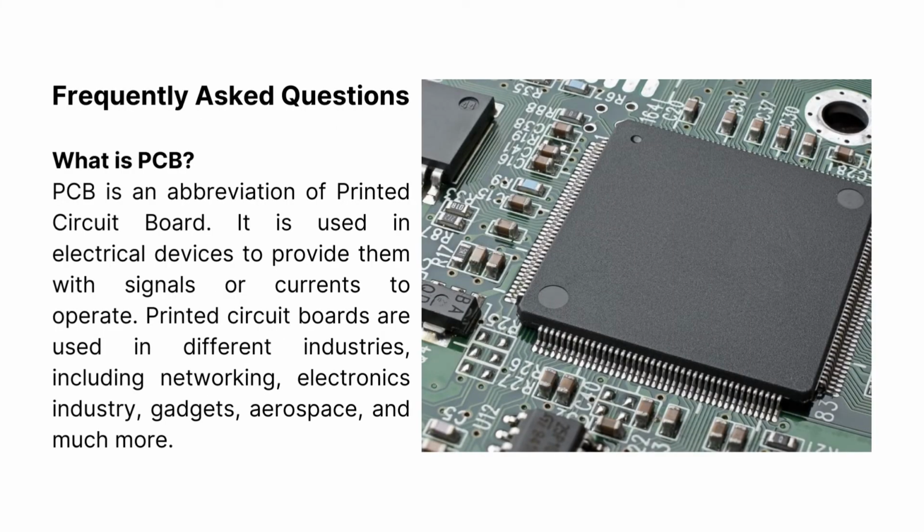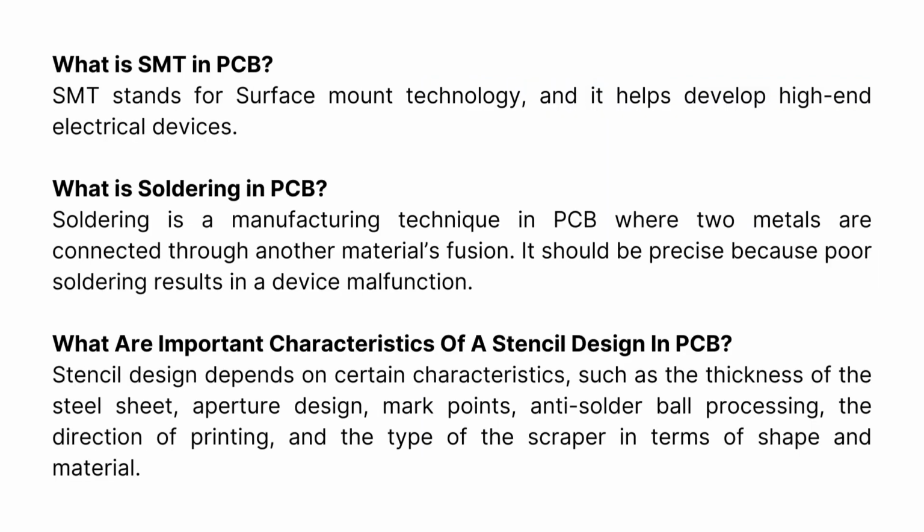Frequently asked questions. What is PCB? PCB is an abbreviation of printed circuit board. It is used in electrical devices to provide them with signals or currents to operate. Printed circuit boards are used in different industries, including networking, electronics industry, gadgets, aerospace, and much more. What is SMT in PCB? SMT stands for Surface Mount Technology, and it helps develop high-end electrical devices.